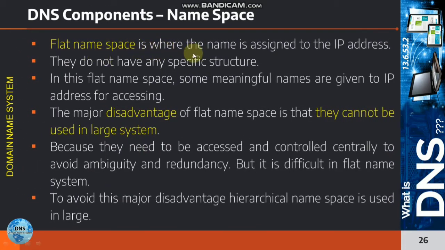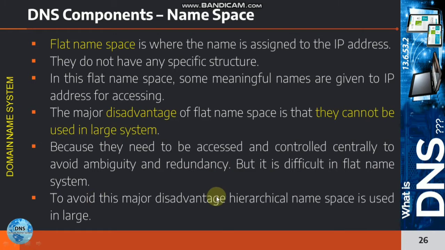So flat namespace is where the name is assigned to the IP address. They do not have any specific structure. In this flat namespace, some meaningful names are given to the IP address for accessing. The major disadvantage of flat namespace is that it can't be used in large systems. Okay, so this flat namespace cannot be used in large systems, because they need to be accessed and controlled centrally to avoid ambiguity and redundancy. The meaning of ambiguity is unclear. Okay, so it is difficult in a flat name system.